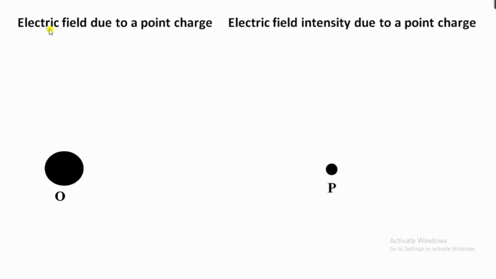Now we will derive the electric field intensity due to a point charge, and sometimes we may call it electric field without saying intensity. Whether we say electric field or electric field intensity, it's the same thing. So we are considering two point charges. One is the source charge kept at O and this is the test charge kept at point P.